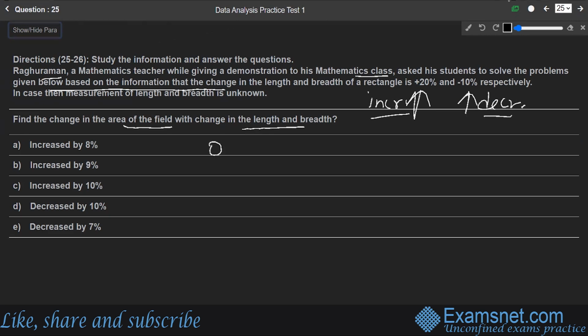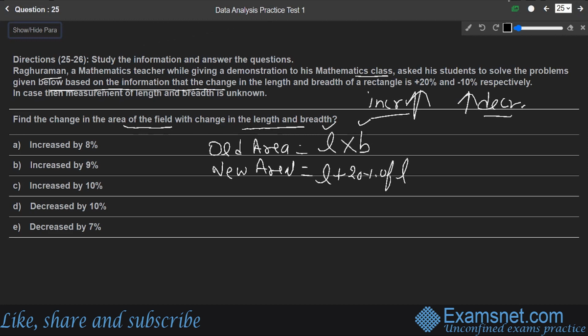So let us find out the old area. Area of a rectangle is always given by L into B. So let the length be L, breadth be B. So the older area would have been L into B. Now, let us find out the new area. New area will be new length into new breadth. New length will be 20% more than the original length, so that will be L plus 20% of L divided by 100. Into B reduced by 10%, so it will be B minus 10% of B over 100. This is how we are supposed to calculate the new area.